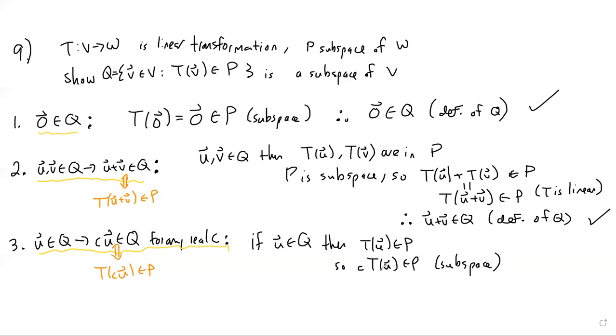And because T is linear, I can move the C inside. And that is exactly what I'm trying to show. Therefore, CU is in Q, and that's by the definition of Q. And so I've got my three properties, and that means that the set Q, the preimage, is a subspace of V.